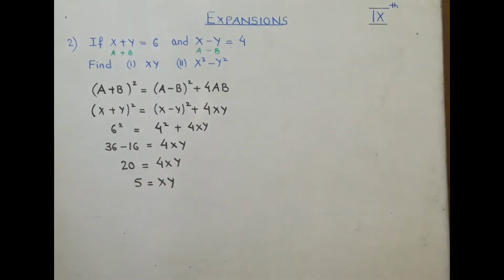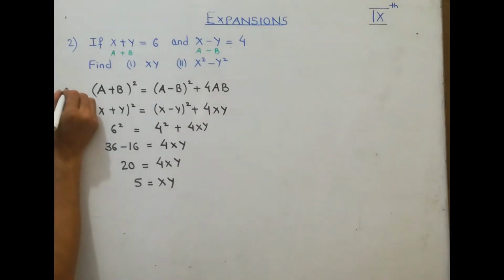So in this way, we have got the first part, xy. In the question, they have asked us to find xy, so this will be xy. That was the first part, we use this formula.